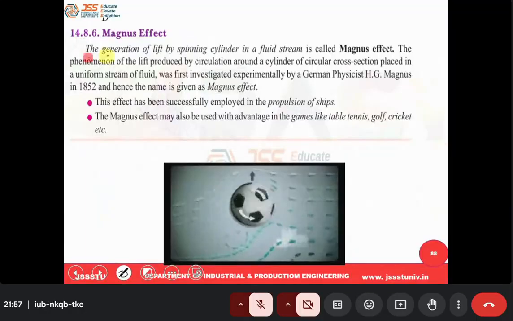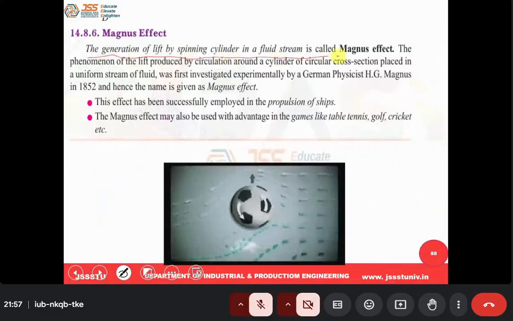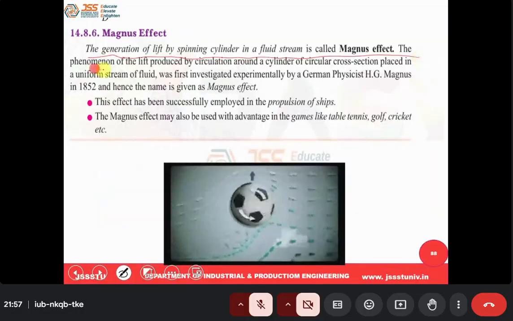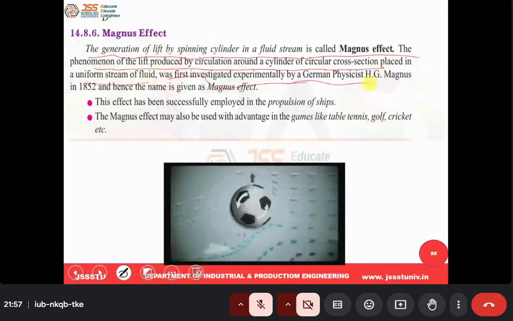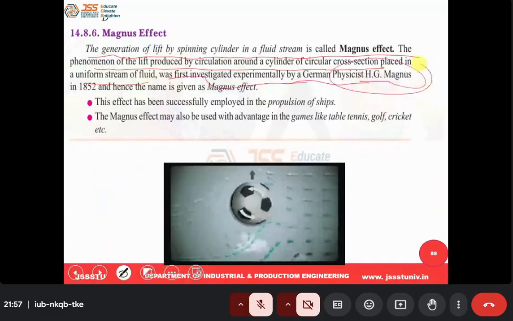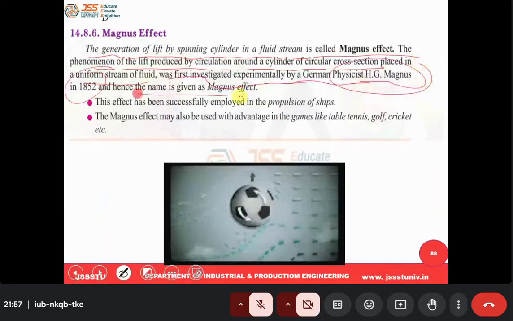What is the Magnus effect? The generation of lift by spinning a cylinder in a fluid stream is called the Magnus effect. As simple as that. The phenomenon of lift produced by circulation around a cylinder of circular cross section placed in a uniform stream of fluid was investigated experimentally by the German physicist H.G. Magnus in 1852. Hence, the effect is called the Magnus effect.